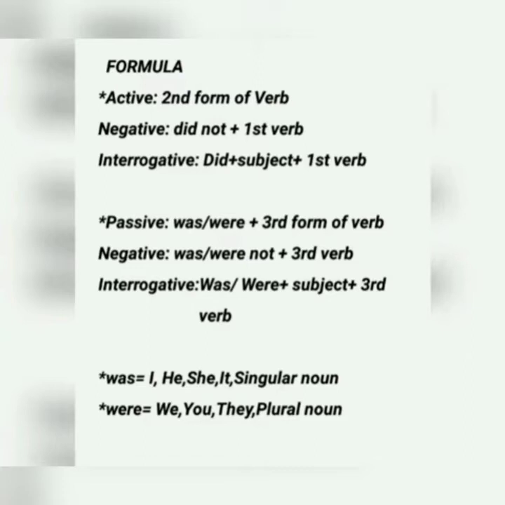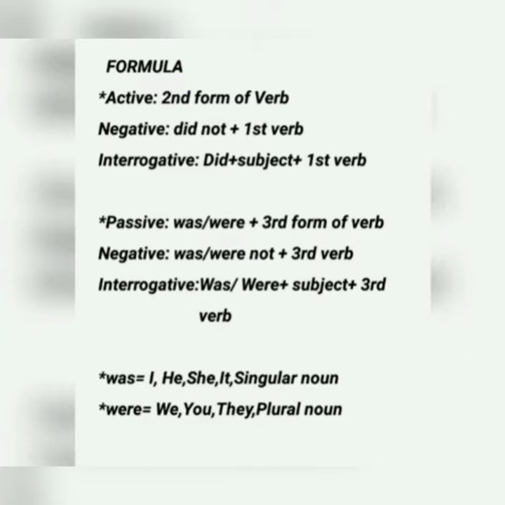The passive formula is was or were plus third form of the verb. Negative form is was or were not plus third form of the verb. Interrogative is was or were plus subject plus third form of the verb.